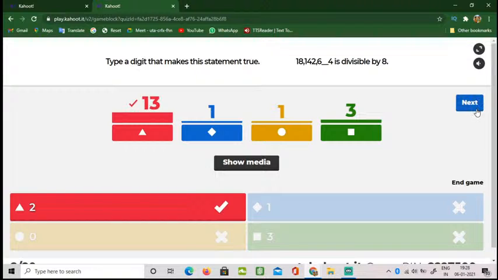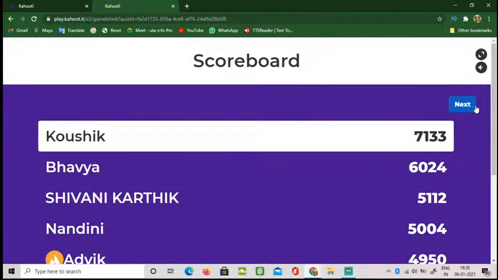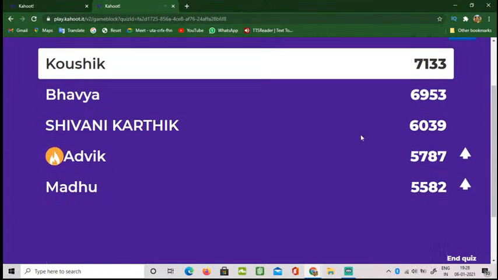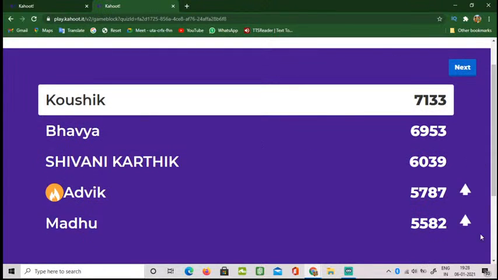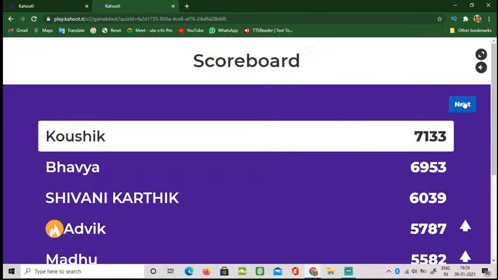And now let me go and see the scoreboard. So Advik has come to the fourth place, Madhu is in the fifth, Shivani Karthik in the third, Bhavya in the second, and Kaushik in the first. Good job, everybody. I want all others to try hard, and you can also come up onto the scoreboard, into the first 5 places. So now let me go into the next question.